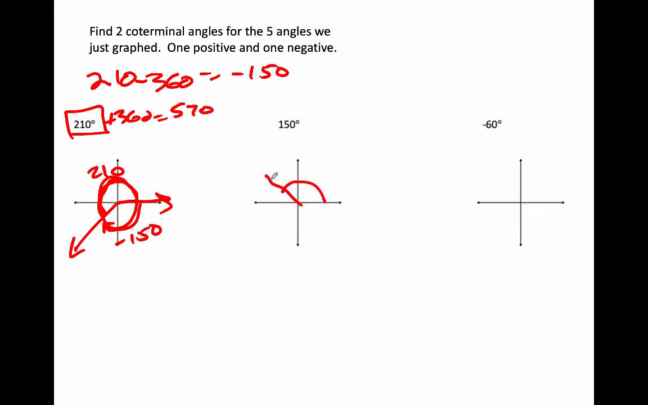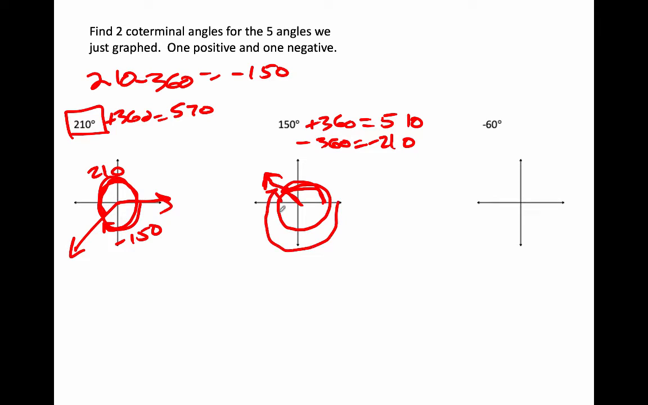150 is going to be over here, right? And really what I can do is I can go plus 360, which gives me 510, and minus 360 gives me negative 210. Those are coterminal, they end in the same spot. So 510 would be 360, and then another 150. So I end in the same position. Negative 210 goes this direction, 210. I end in the same spot.